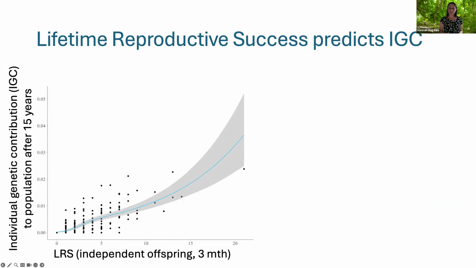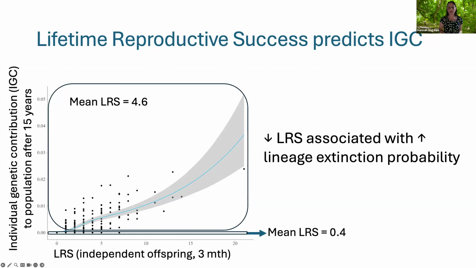And for lifetime reproductive success, we found a positive relationship again. And again, it's a good predictor of lineage extinction. So individuals whose lineages went extinct had a mean lifetime reproductive success of 0.4 versus 4.6 for those whose lineages did not go extinct. This was looking at individuals' offspring that survived to at least 3 months.